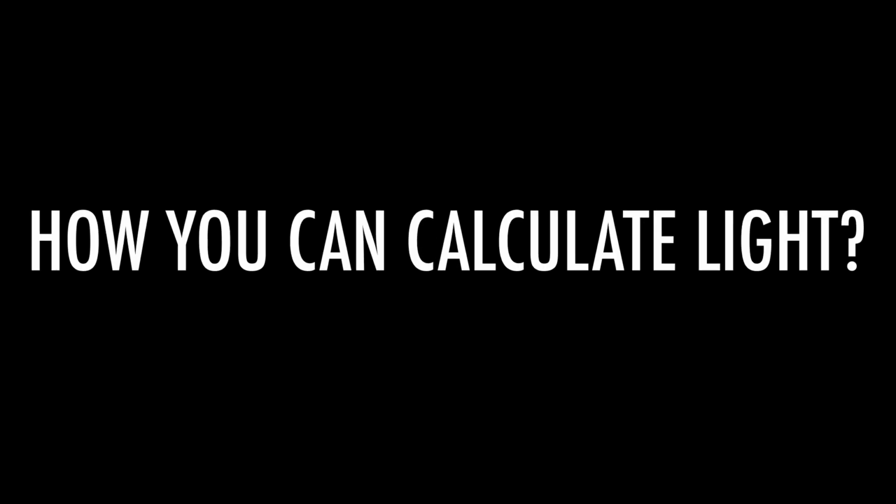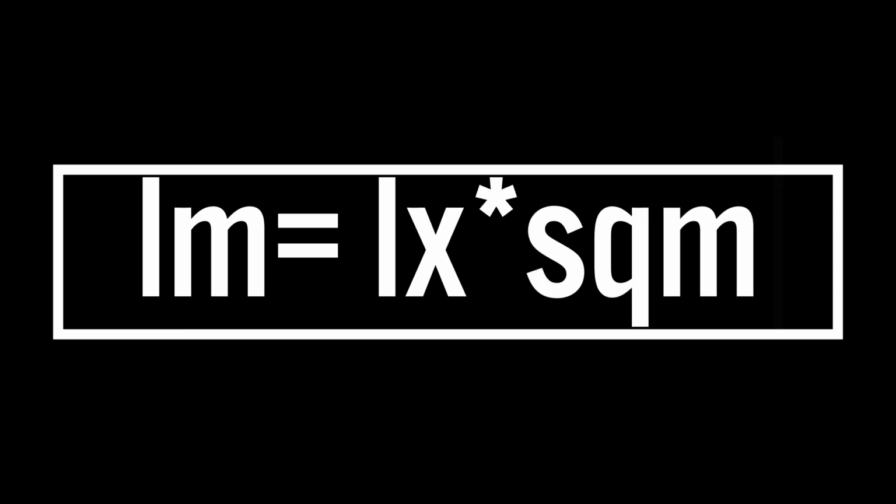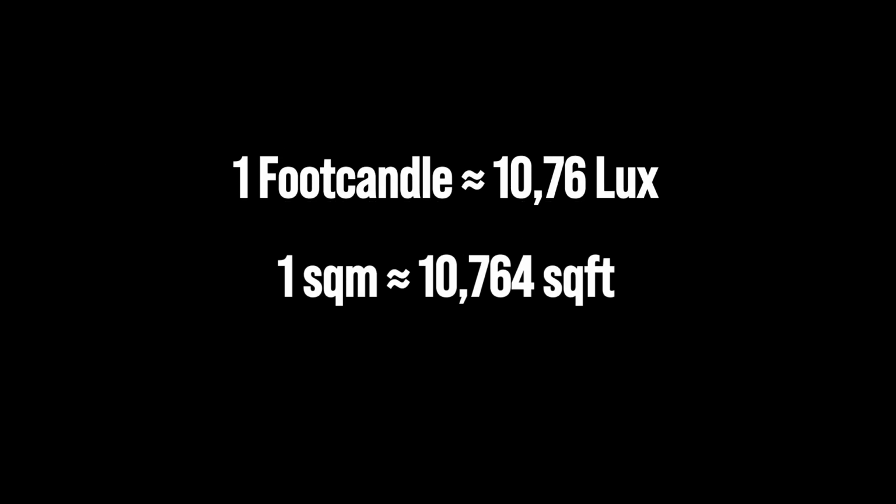Now that we know the basics of lighting, it's time to learn how to calculate the amount of light that we need for a certain space. Basically, the amount of lux that you need multiplied by the area that you want to illuminate will give you the amount of required lumens. If you use imperial measurements, then you will need to know how many foot candles you need and how big your space is in square feet.